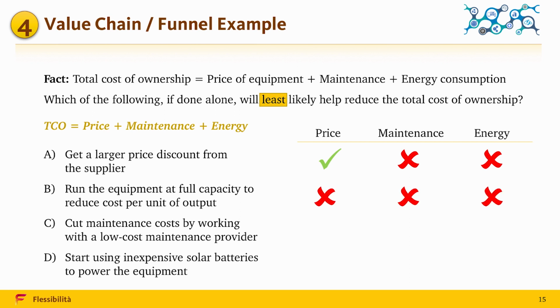C impacts maintenance, but not price or energy consumption. 1 tick. D impacts energy consumption, but not price or maintenance. 1 tick again. Among the 4 options, B will least likely help reduce the total cost of ownership, so it is our answer.